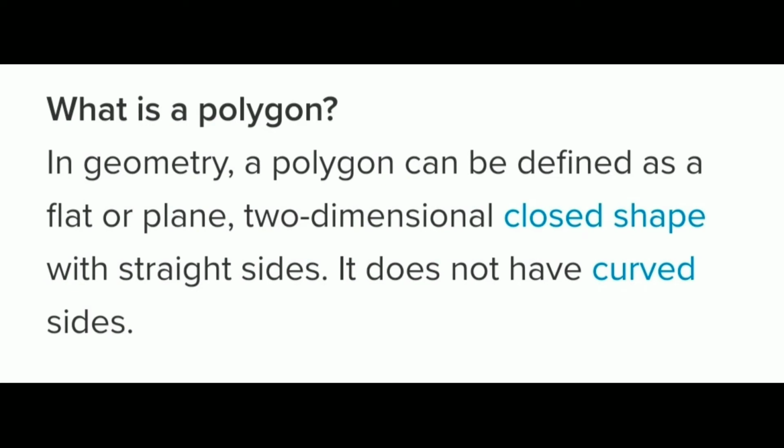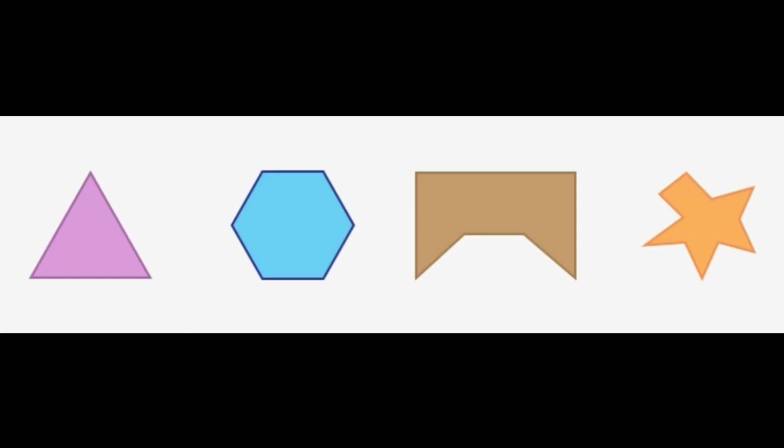Now, what is a polygon? In geometry, a polygon can be defined as a flat or plane, two-dimensional closed shape with straight sides. It does not have curved sides. So as per the definition, you can see that unlike curves, polygons are made up of line segments.